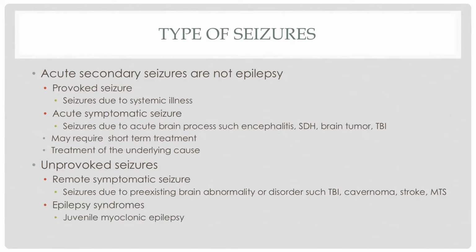Epilepsy syndromes need to be treated. Patients with juvenile myoclonic epilepsy need to be treated because they are going to have seizures in their life. So there is no question about that. Same thing for Dravet and other epilepsy syndromes. And I'm going to focus on the remote symptomatic seizure because this is the one we deal with often, and we don't know how to approach this type of seizure.